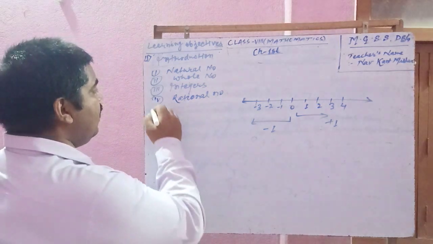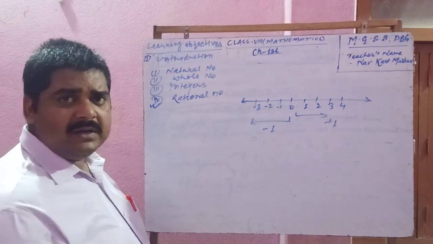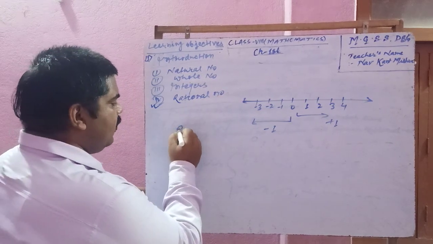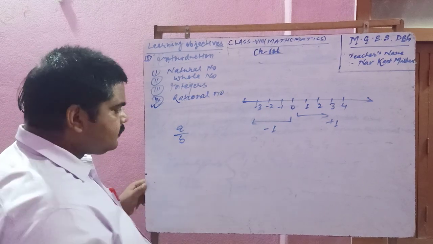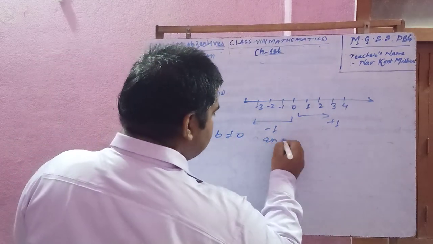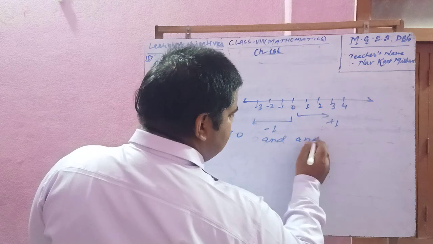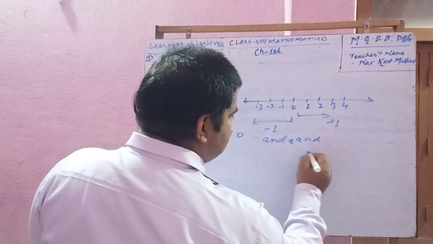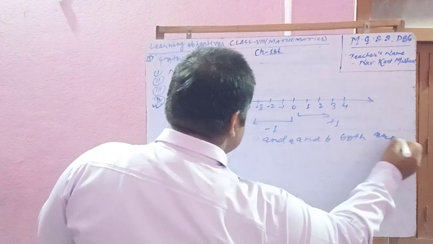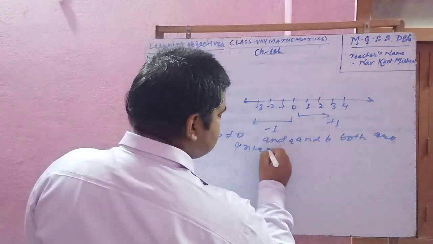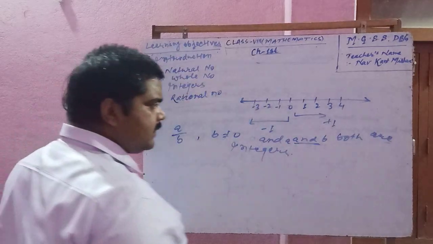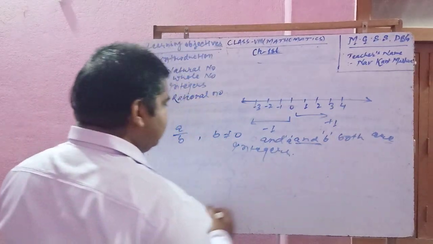My dear students, now let's move forward to rational numbers, which is quite interesting. The number which is in the form of a upon b, where b does not equal 0 and a and b both are integers. Look at a and b, both are integers.